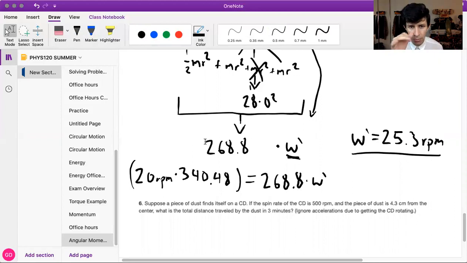I hope the main takeaway is understanding why I chose the people to be point masses as opposed to the merry-go-round. You cannot make that a point mass because its whole mass is distributed across a long distance, so it wouldn't make any sense. And because of that, you have to have a different factor in front of its inertia.